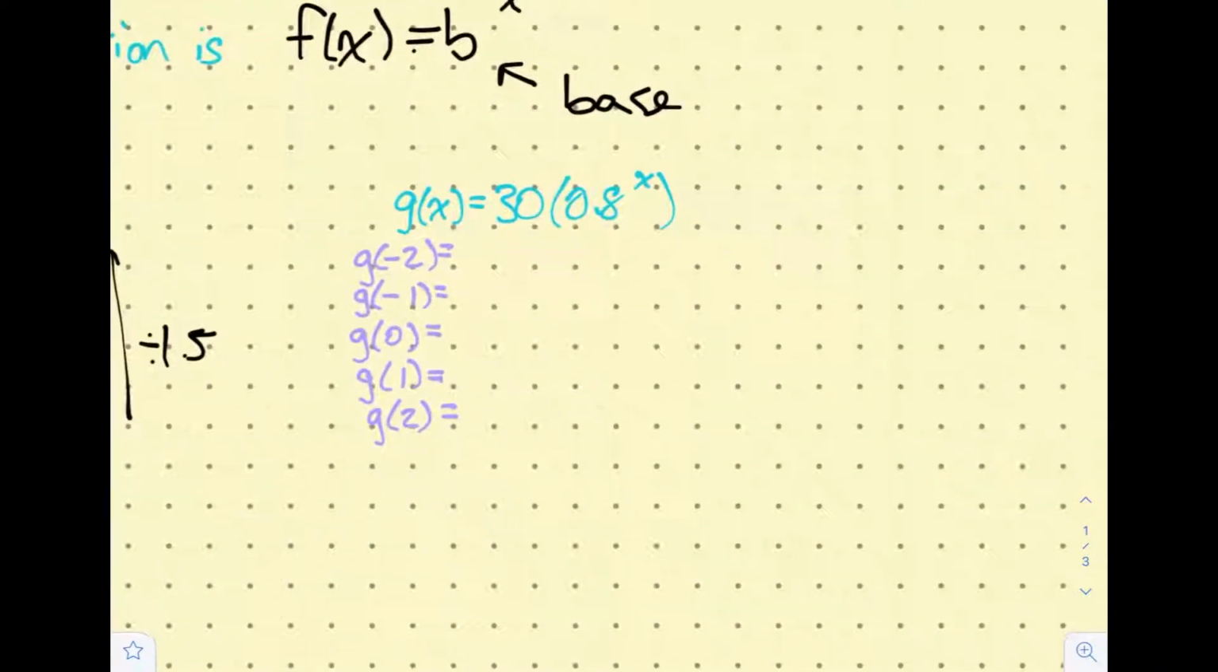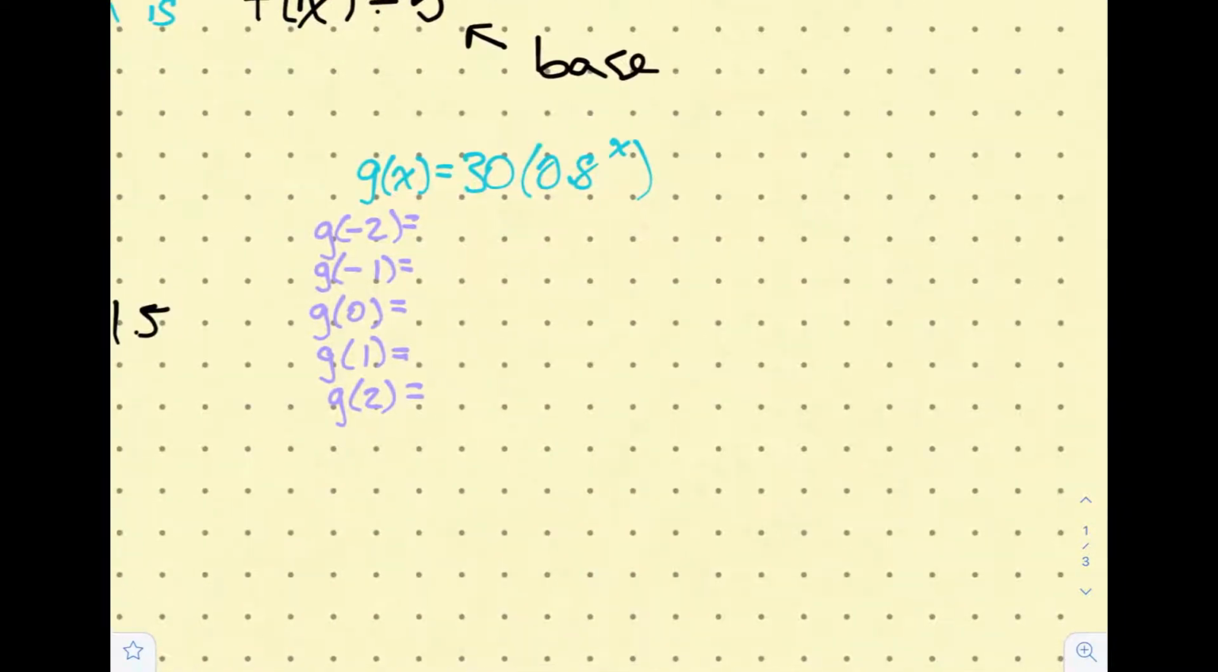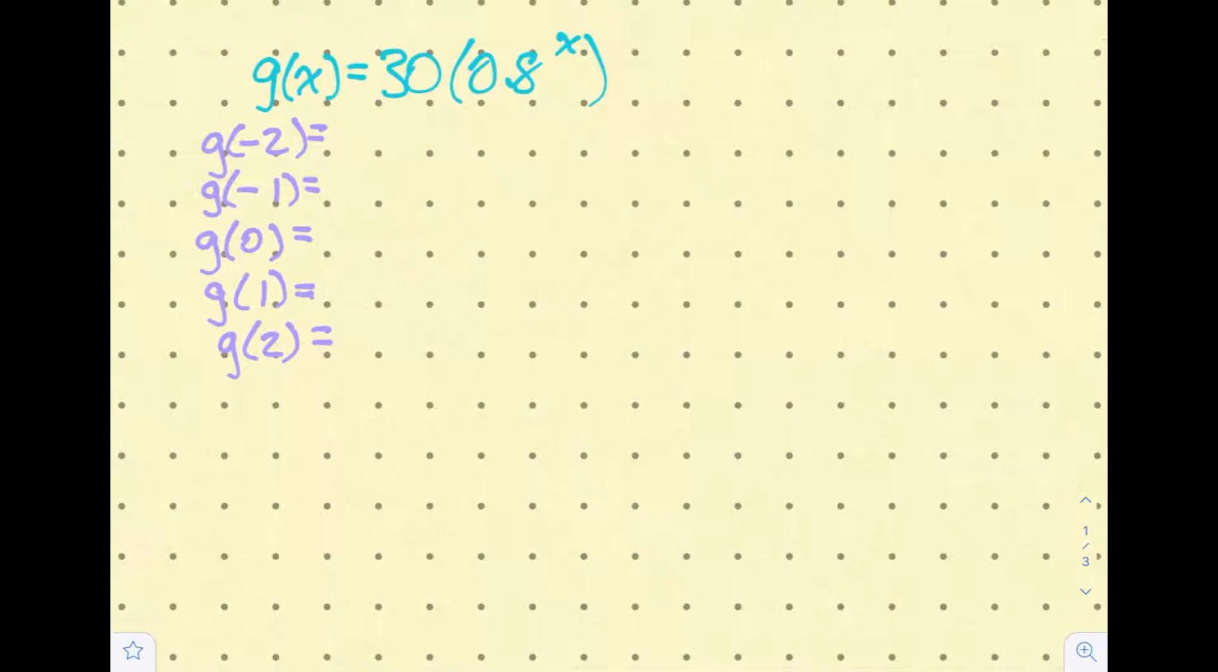Similarly, on this next function, 30 times 0.8 to the x, we just need to be careful of our order of operations when we're plugging something in. If I were to plug in a 1, that's 30 times 0.8 to the first power. Our order of operations tells us to evaluate the exponential part first. 0.8 to the first is 0.8, and then multiply by 30 is 24.